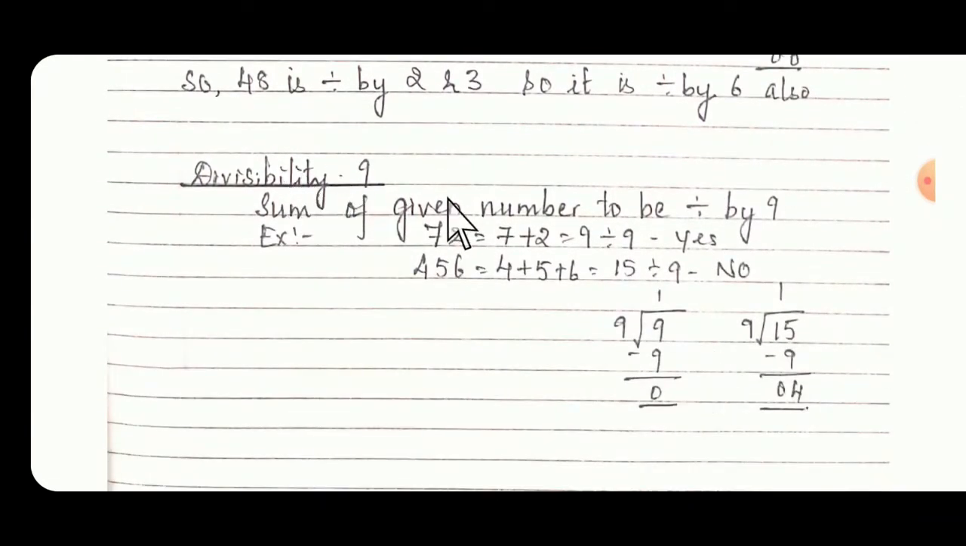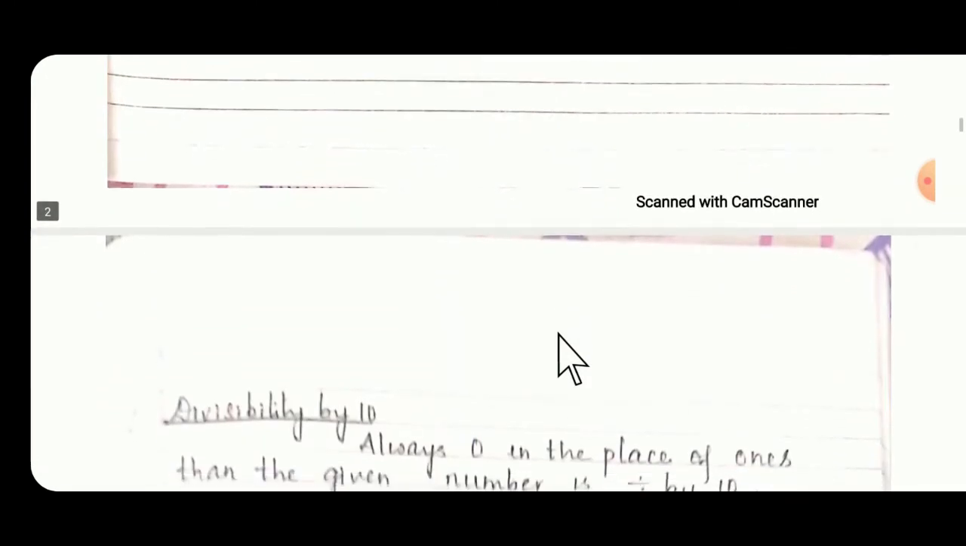What does rule 9 say? Sum of the digits of the given number to be divisible by 9. What is the sum? Example, 72 is given. If you split 7 plus 2, it is 9. 9 is divisible by 9. Yes, 9 ones are 9. 456: 4 plus 5 plus 6 is equal to 15. 15 divided by 9 is not possible. Why? We got remainder 6. We should get remainder 0 there.